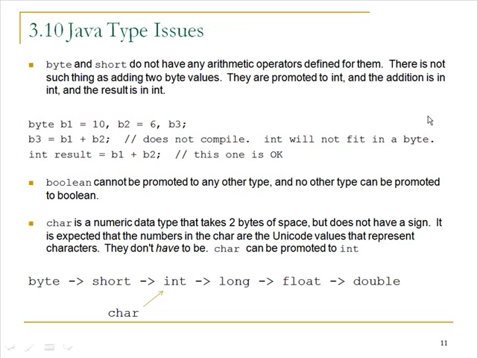Okay, there are a few more type issues that are specific to Java. We looked at the two smallest integer data types. They are byte and short. It is assumed that you won't be doing arithmetic with byte and short variables, and there are no operators defined for them. So there is no such thing as adding 2 bytes. But there is such a thing as adding 2 ints. So if you look at this statement here, b1 plus b2, adding 10 plus 6 doesn't seem like a very difficult thing to do.